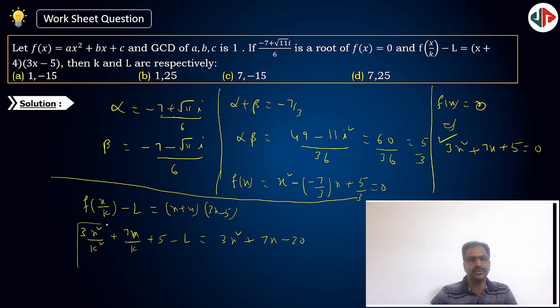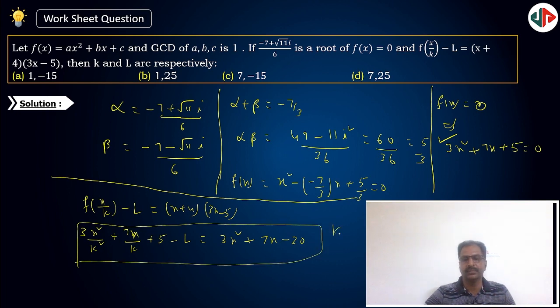Now compare these two and tell me what is k. By comparing those two, k will be 1 and 5 minus L is equal to -20. By comparing constants on both sides, 5 minus L is a constant term here, -20 is a constant term. So from this, what will be L? 25. So L is 25, k is 1. 1 comma 25, option B.